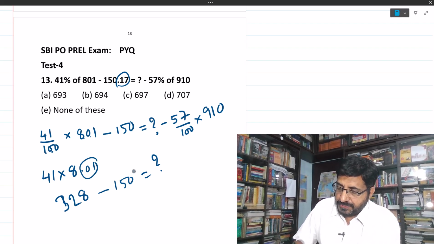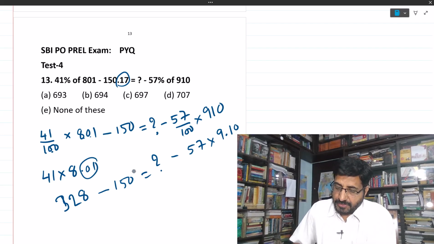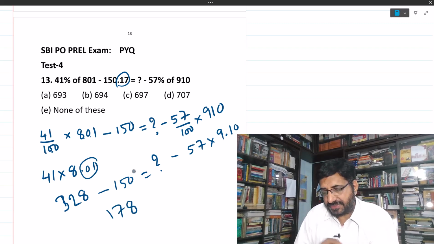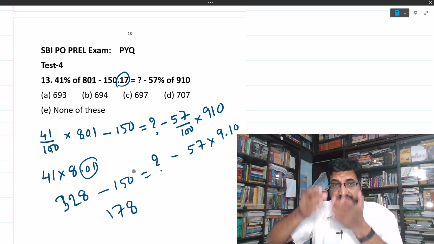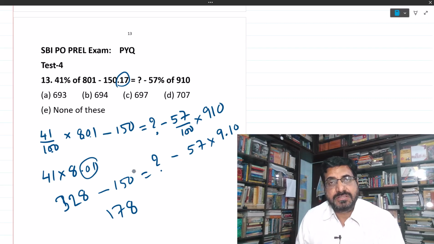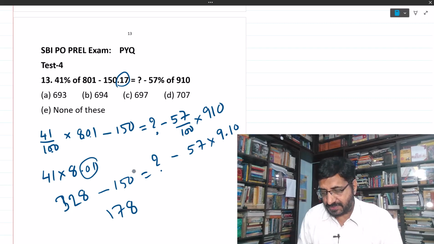Minus 57 into 9.10. Now how much will this be? 328 is there. 300 minus 150 is 150, plus 28, 178. Understand? You have to do this subtraction and addition horizontally. No need of writing one below the other and taking each digit and doing the sum. It will take more time, so you have to do horizontal operations. It will save your time, like how I did here.